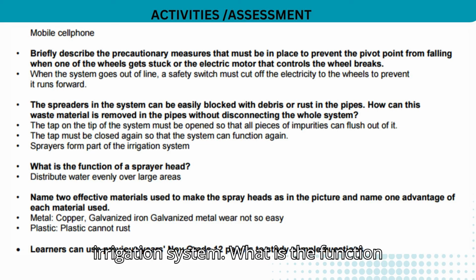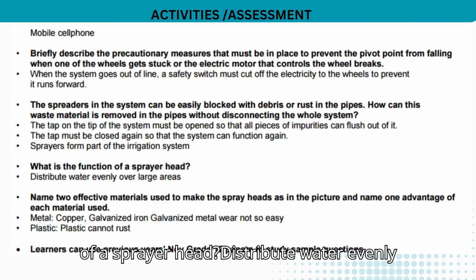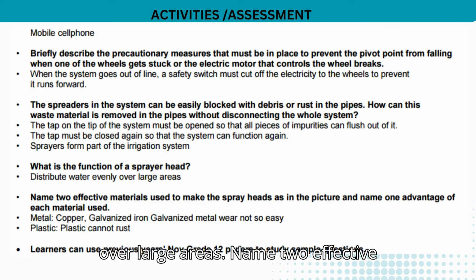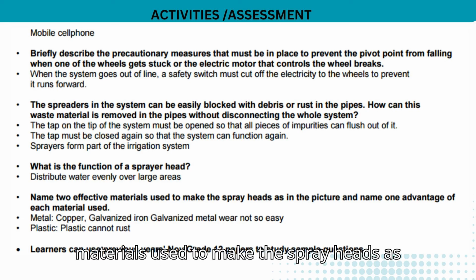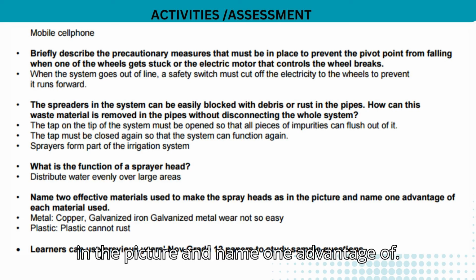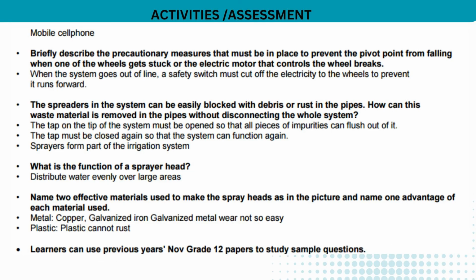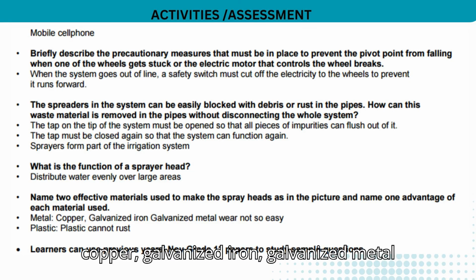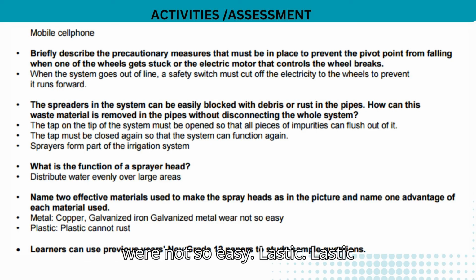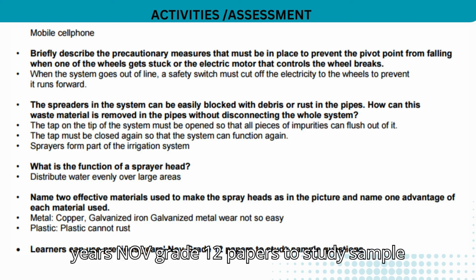Sprayers form part of the irrigation system. What is the function of a sprayer head? Distribute water evenly over large areas. Name 2 effective materials used to make the spray heads as in the picture and name 1 advantage of each material used. Metal, copper, galvanized iron. Galvanized metal is not so easy to rust. Plastic cannot rust. Learners can use previous years' NSC Grade 12 papers to study sample questions.